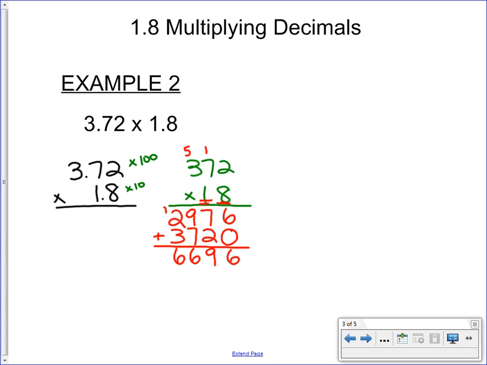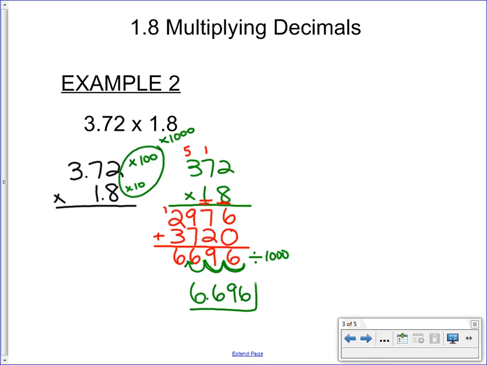So if we remember at the beginning, we wanted to multiply 3.72 times 1.8. We multiplied by 100 and by 10, which is the same as multiplying by 1,000. So we're going to divide this by 1,000, which is the same as moving the decimal 3 places back into the number. So 6.696 is what we get as our answer.